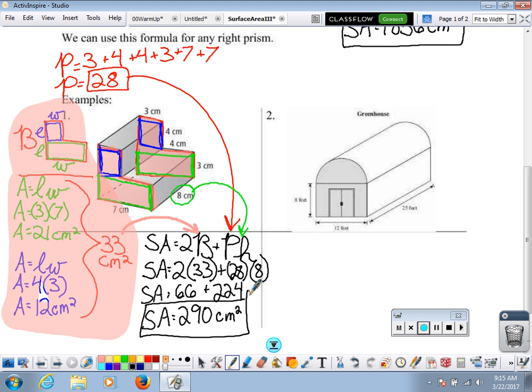Why did you come back to square centimeters? Because we're finding the area of the outside. Excellent. We're finding area. Area of the outside is going to be measured in square centimeters. Volume gets measured in cubic centimeters. We're not talking volume, we're talking area. So we deal with square centimeters.